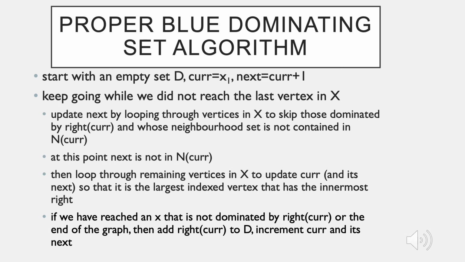After this initial loop, next is not in the neighborhood set of current. We loop once again to find the vertex with the innermost right. So loop through remaining vertices in X to update current so that it is the largest index vertex that has the innermost right. If we have reached an X that is not dominated by right of current or the end of the graph, then we add right of current to D and increment current and its next, and keep going until we reach the end of the graph.